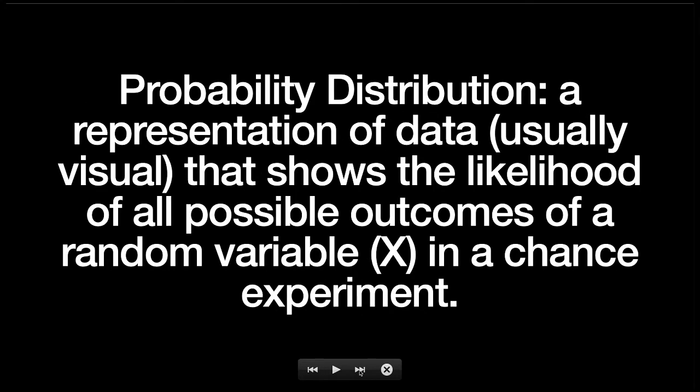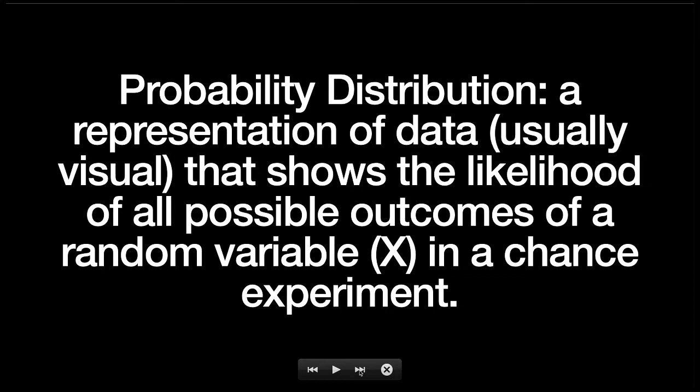Now, what is a probability distribution? Well, if we do experiments in probability, we end up obviously getting results. So we have to present these results in some way, and it's usually visual. So this is a representation of data, usually visual, that shows the likelihood of all possible outcomes of a random variable in a chance experiment. So again, a representation of data, and it's usually visual, and it shows the likelihood of all possible outcomes of a random variable in a chance experiment. So it is theoretical.